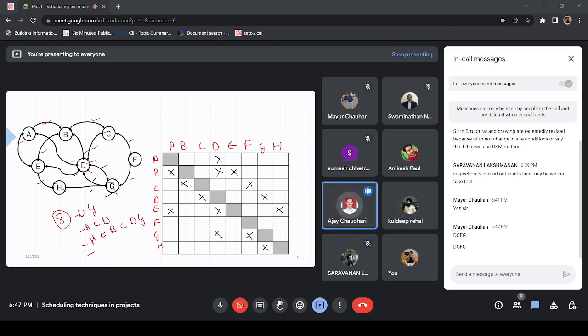C, F, G, D. C, F, G, D. Any other loop? A, B, C, D and A. Okay, any other?